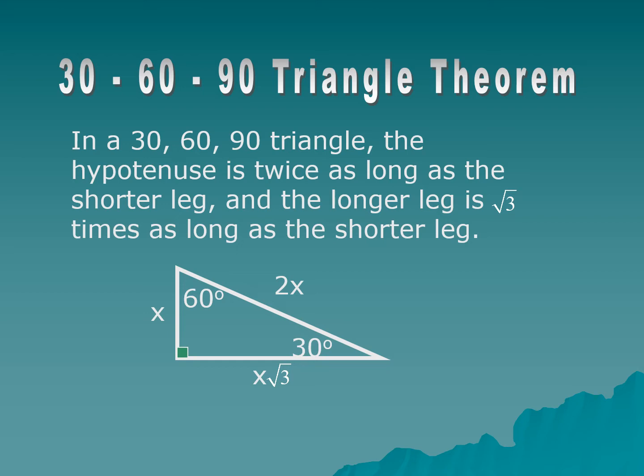So look at the picture. Notice that the short leg is labeled x. It is always going to be half the length of the hypotenuse. That's why the hypotenuse has 2x. And then it's always going to be the same as the other leg, but with the square root of 3 next to it.